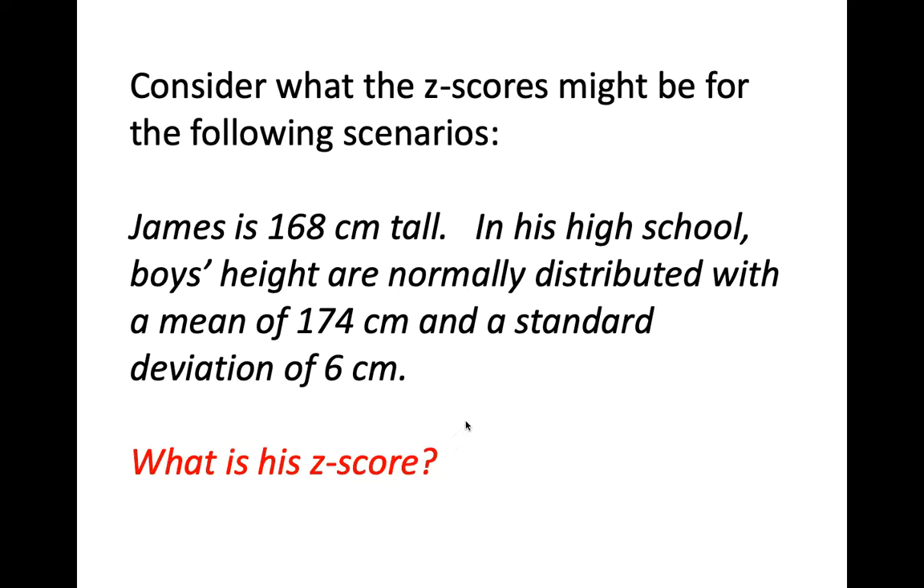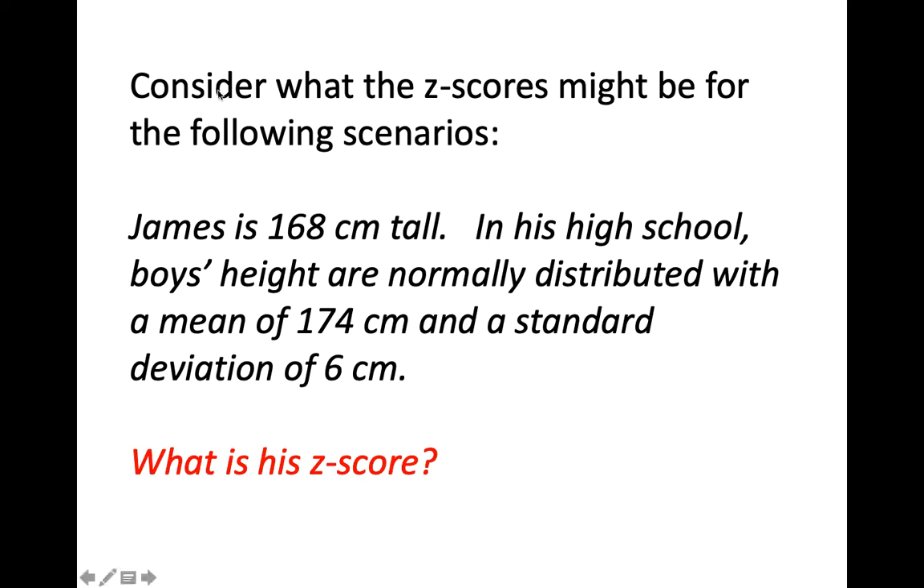So we're going to try a couple of easy examples so that you can get a hang of it. So what we have is a guy named James, and he's 168 centimeters tall. In his high school, boys' heights are normally distributed. They have a mean of 174 and a standard deviation of 6. So I want to know, what is James' z-score?